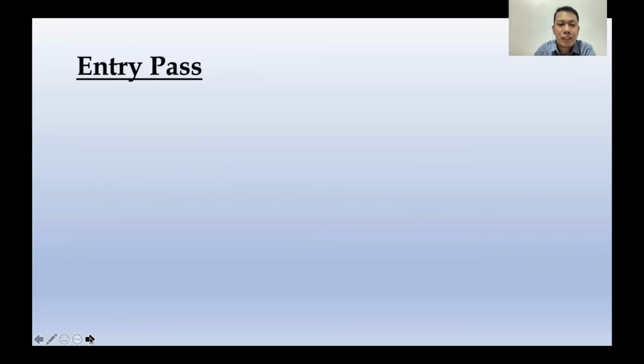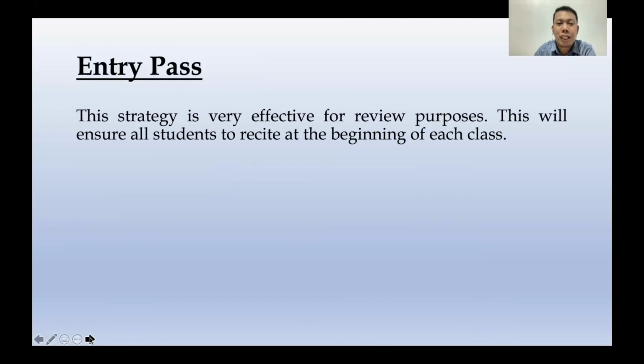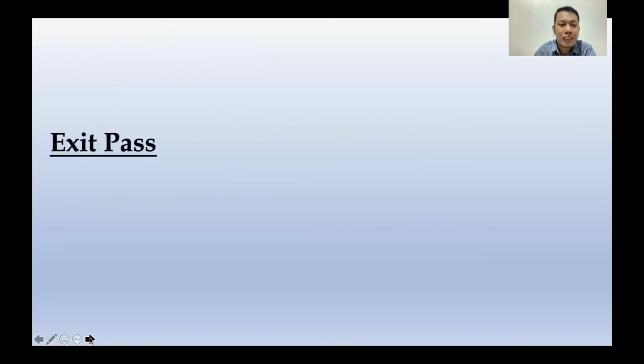Another is entry pass. So madali lang ito. So at the beginning of the lesson, only those with the knowledge about what transpired in the previous lesson should be allowed to enter. Though it is difficult, because what will happen to the students who cannot enter the class? And of course, the counterpart of this is the exit pass. Those who cannot explain the lesson will stay inside the room. So of course, you have to improvise a certain ticket.